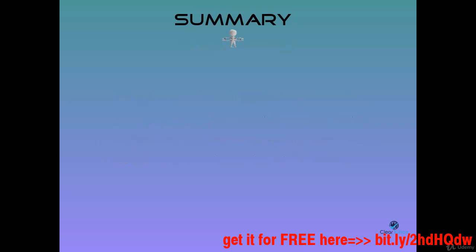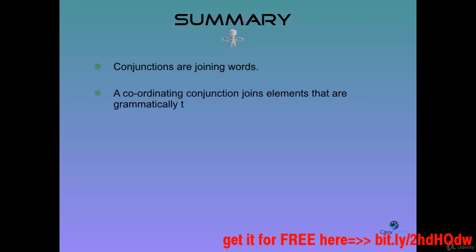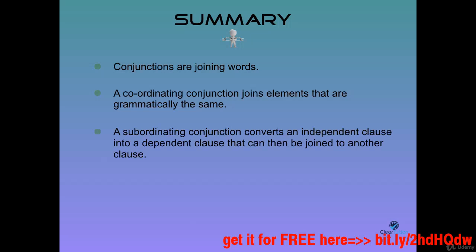Okay. So that's all I have to say about conjunctions for now. Let's just take a minute to review what we've learned in this lesson. Conjunctions are joining words. A coordinating conjunction joins elements that are grammatically the same. A subordinating conjunction converts an independent clause into a dependent clause that can then be joined to another clause.